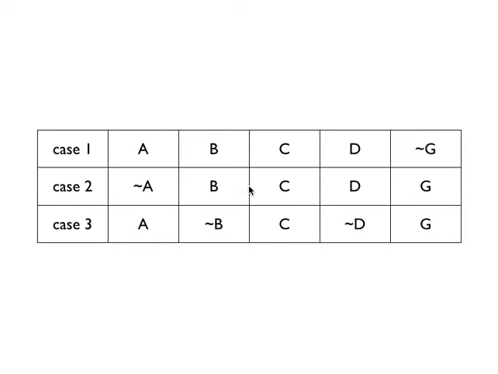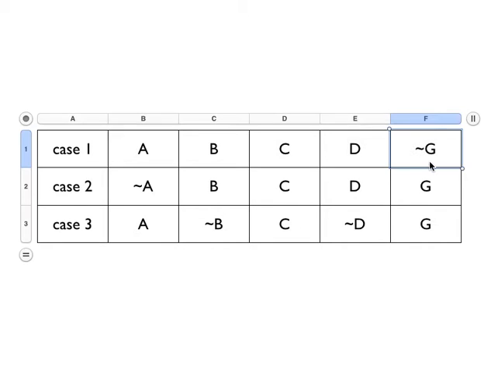Okay, this is how to determine whether something is a necessary condition for something else. What we have are our target features, G. Again, the tilde represents that G is not present. And then A through D, A, B, C, and D, these are our candidate features. So what we're asking is, are any of A, B, C, or D necessary conditions for G?